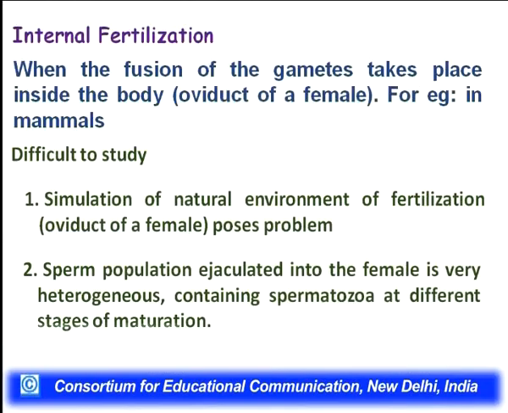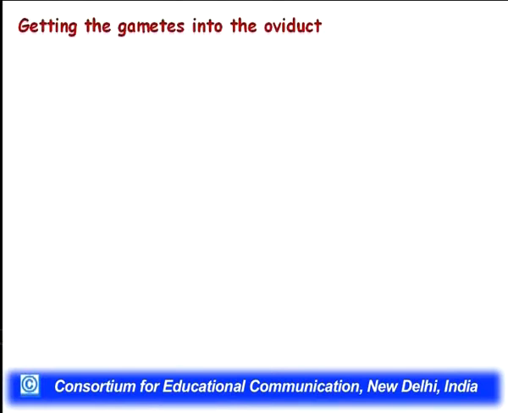The development of sperms from the spermatogonial cells follows different stages. It's not that all the spermatogonial cells enter each stage at the same time. They might enter at different times, and this difference in timing is why the sperm population ejaculated into the female is very heterogeneous, and therefore contains spermatozoa at different stages of maturation.